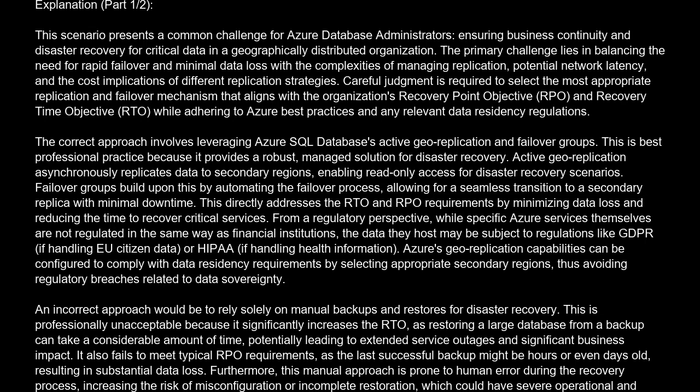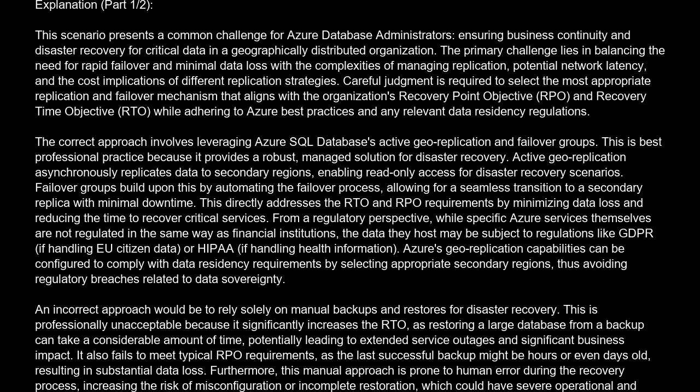Correct answer is C. Configure active geo-replication with failover groups. Explanation. This scenario presents a common challenge for Azure database administrators, ensuring business continuity and disaster recovery for critical data in a geographically distributed organization.